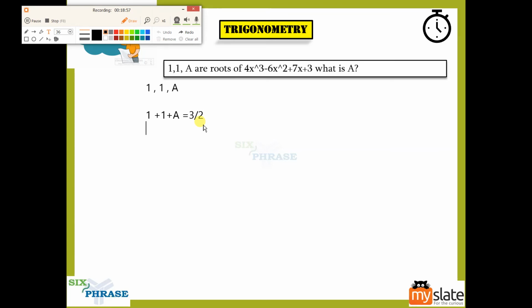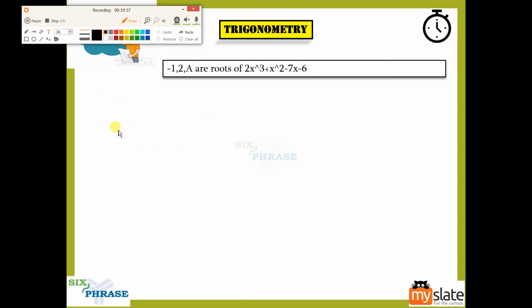Now if I want to find the value of a, I'll do a is equal to 3 by 2 minus 2. I hope you're getting this. This will become 3 minus 4 by 2, which in turn is nothing but minus 1 by 2. So the value of a is minus 1 by 2, guys.